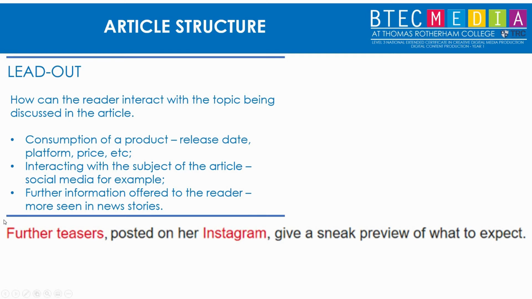Again, this one that I found from the Ozzy Osbourne's child article says, further teasers posted on Instagram give her a sneak preview of what to expect. So it's encouraging you to check out this person's Instagram and see what else they've done. The most common ones are things like release dates, or platforms for release. If you're reading a preview for Christopher Nolan's new film Tenet, the preview might end with the release date. When's it out? When can you go and watch it? How can you go and watch it? Obviously it will depend on what it is you're writing about. So how can the reader interact with the topic being discussed?